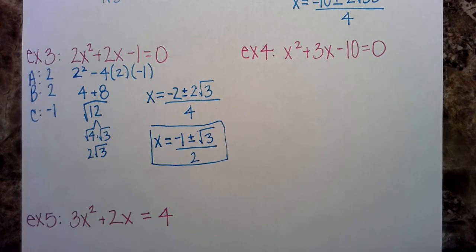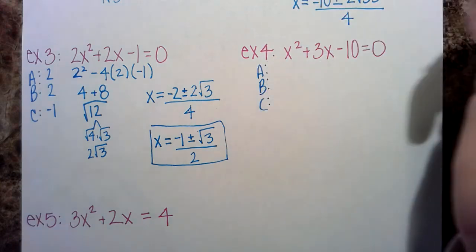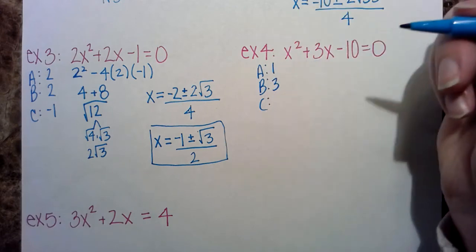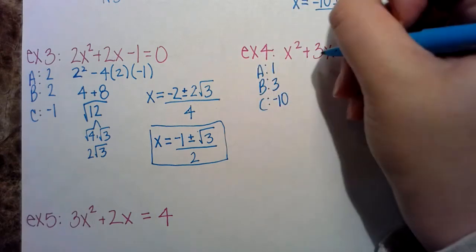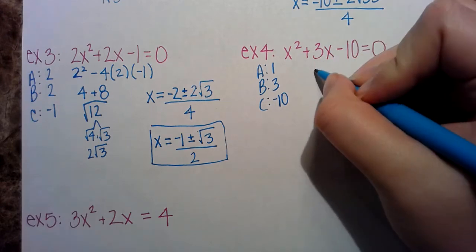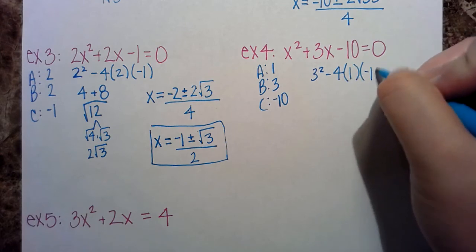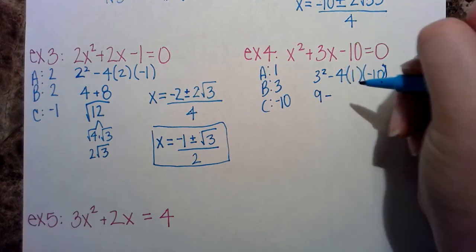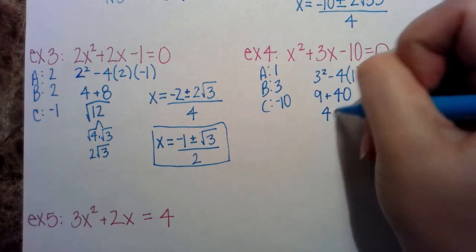Okay, for number 4, I'm going to do the same thing. I'm going to do A, B, and C. So my A is 1, my B is 3, and my C is going to be a negative 10. I'm going to do B squared minus 4AC, so that's my discriminant. That tells me how many solutions I have. So I have 3 squared minus 4 times 1 times negative 10. That gives me 9 plus 40, and I get 49.